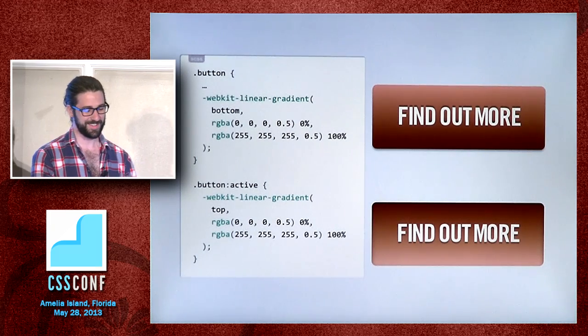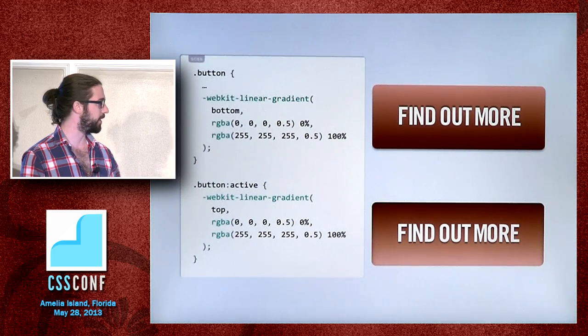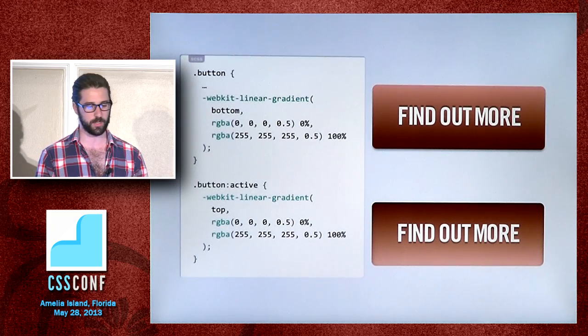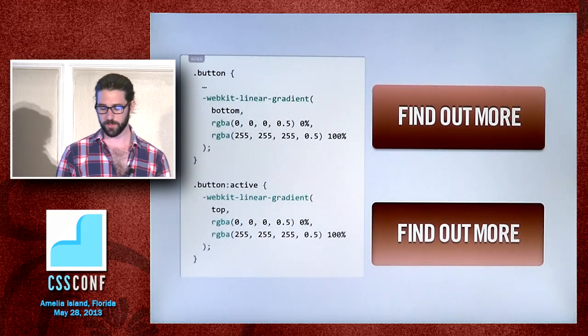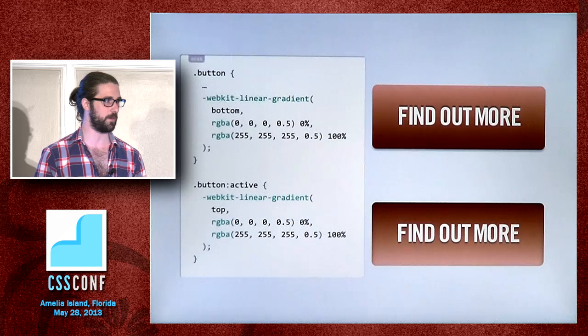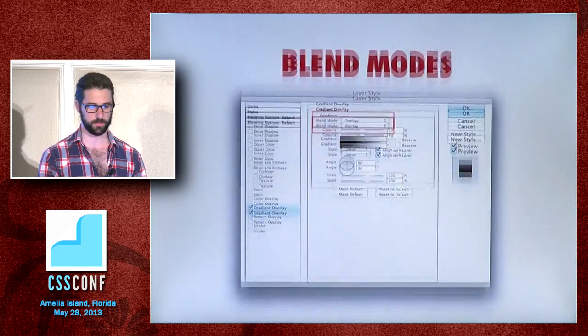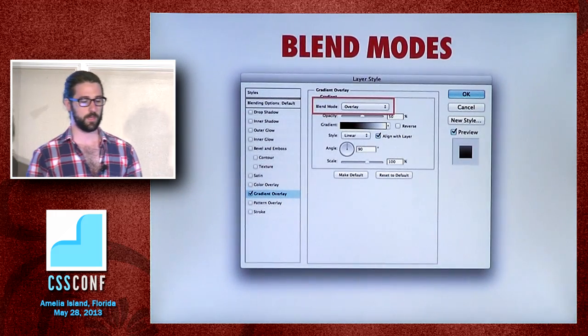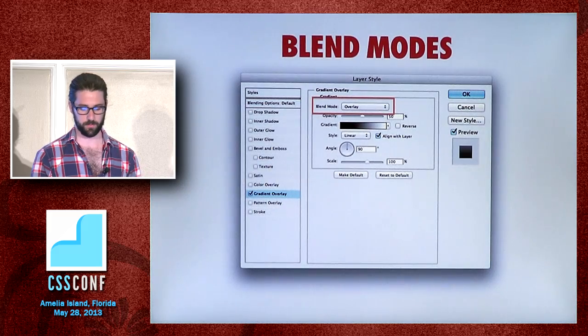And so the gradient looks right. It goes from dark to light, but the color values are incorrect. And so there's been a piece of our Photoshop layer styles that we've been ignoring this whole time, blend modes. And so let's talk about blend modes real quick.